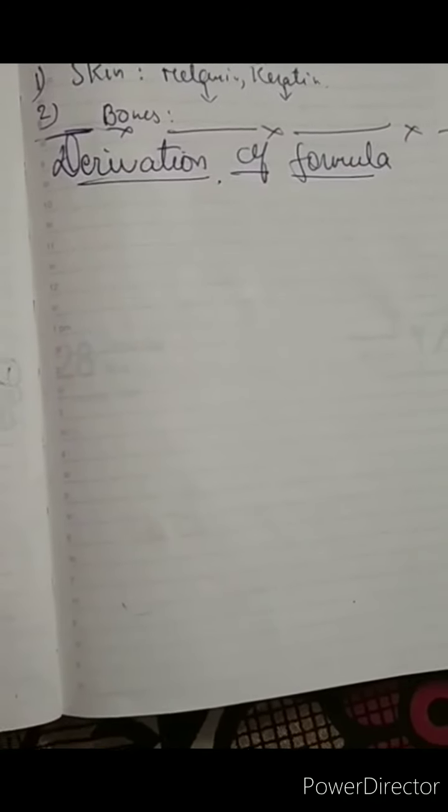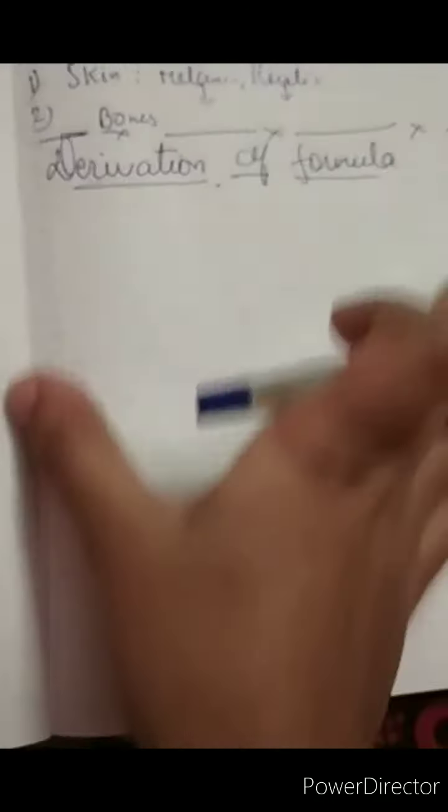This use is called derivation of formula. Very nice. You can form any formula whatever you want with the help of this method, with the use of dimensional formula or dimensional analysis. Just follow this. I'm very excited about this, so just go with me through the video, and we will get some very nice formulas also. Okay, so let's start now.